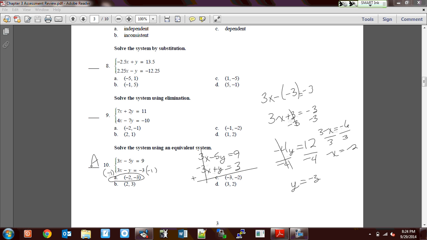Number 10 is A. So remember, solving by elimination and solving using an equivalent system are almost identical. So if you can do elimination, you can do an equivalent system as well, because you're kind of already doing it here. All right. Remember, you want to make it to where one of your variables cancels out. So by multiplying this bottom equation by negative 1, we have a positive 3x and a negative 3x, which do in fact cancel out, leaving us with just one variable. So negative 5y plus y is negative 4y. 9 plus 3 is 12. Divided by the negative 4, y is negative 3. We plugged it back in and got x is negative 2. All right.